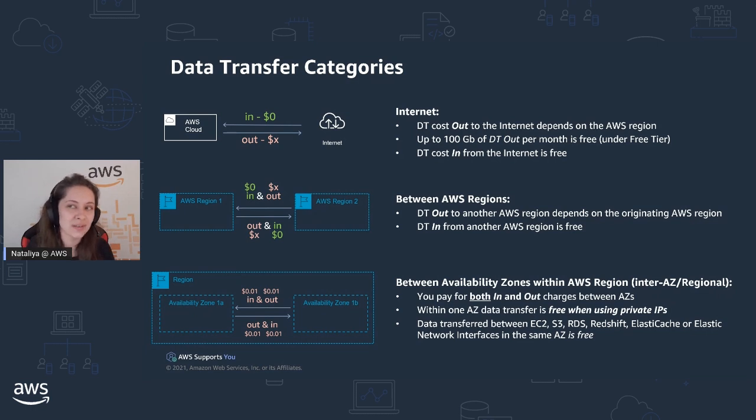Also, data transferred between services like EC2 and other services like S3, RDS or Redshift, and others in the same availability zone is free. So, for example, if you have an application server on EC2 and a database on RDS, and they are in the same availability zone and communicate with each other using private IP, this traffic will not be charged. It will be free.